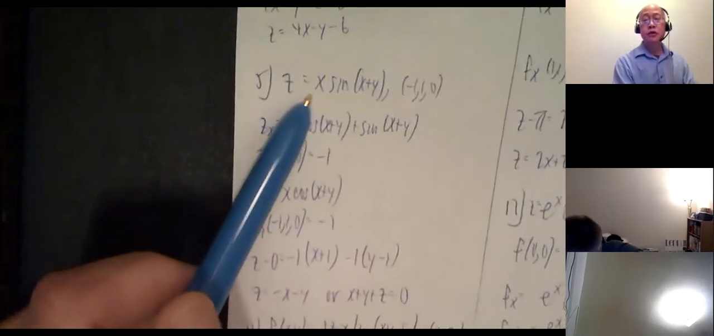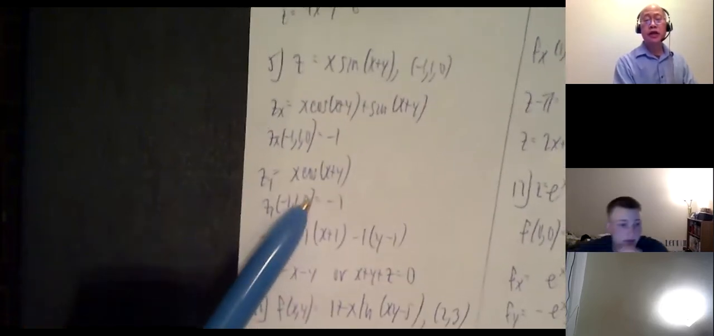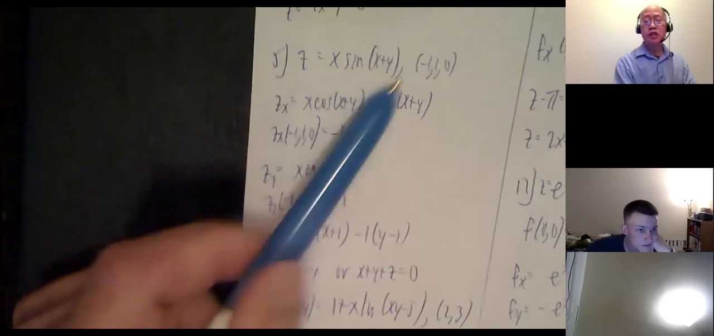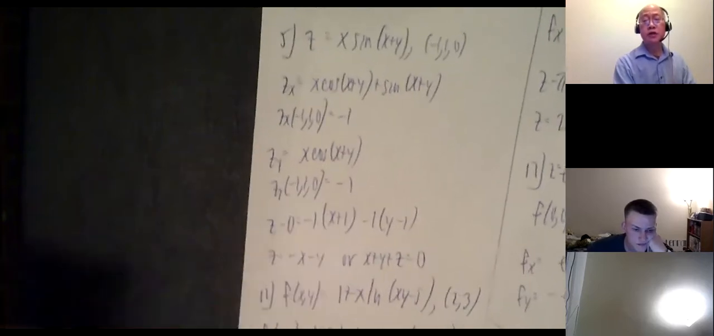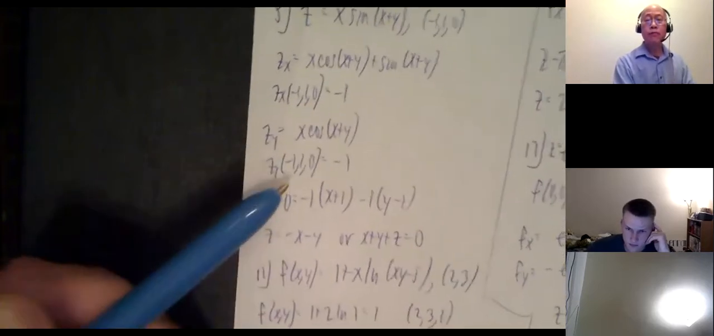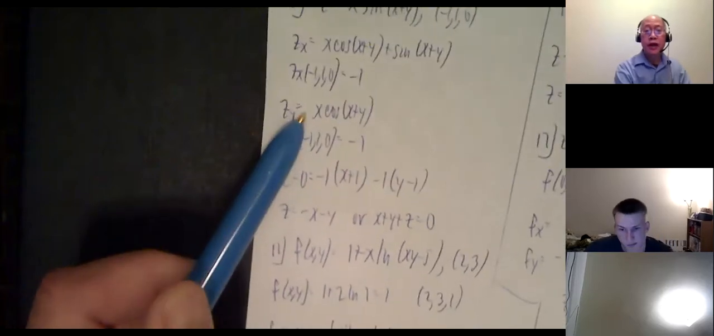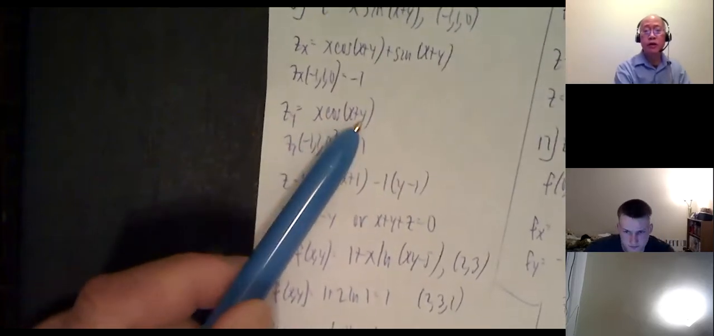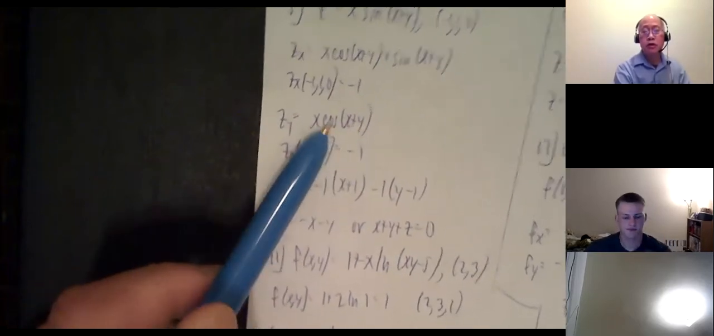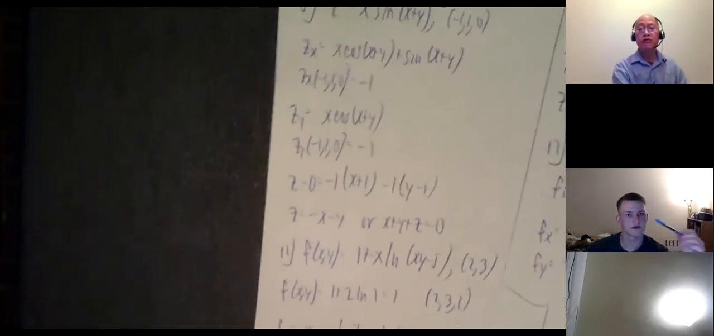Partial with respect to y is easier. If I differentiate with respect to y, this is a constant. So you just have x cosine x plus y times the derivative of this expression with respect to y. That's just going to be 1. And again, I plug in -1, 1, 0. Put a -1 here, -1 here, and a 1 here. -1 plus 1 is 0. Cosine of 0 is 1 times -1. So z sub y is also -1.